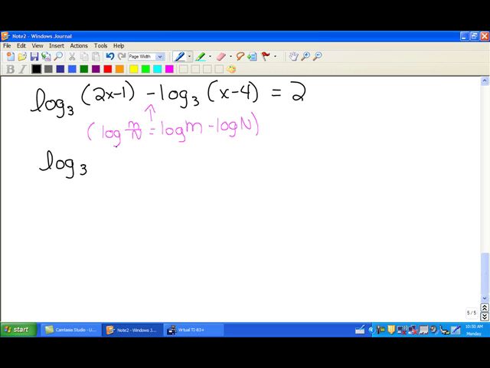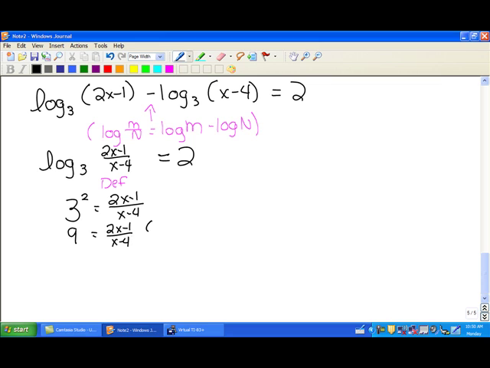We're going to have log base 3. The 2x minus 1 is going to be on the top. The x minus 4 is going to be on the bottom. And that's all going to be set equal to 2. At this point, we have a single log. Remember, when we have a single log, we're just going to use the definition. We're going to go to exponential form, and that will tell us that 3 to the second power is going to equal 2x minus 1 over x minus 4. Or 9 is going to equal 2x minus 1 over x minus 4.